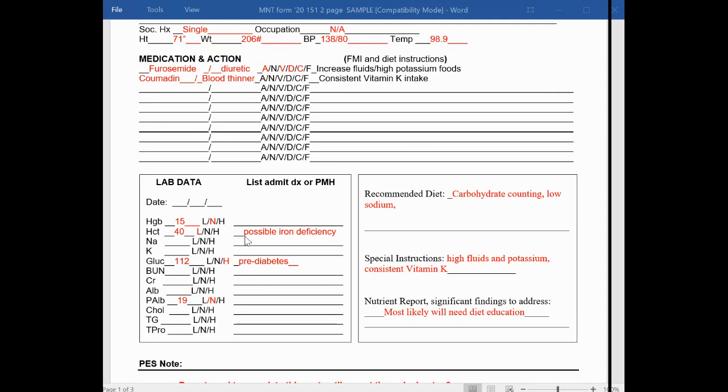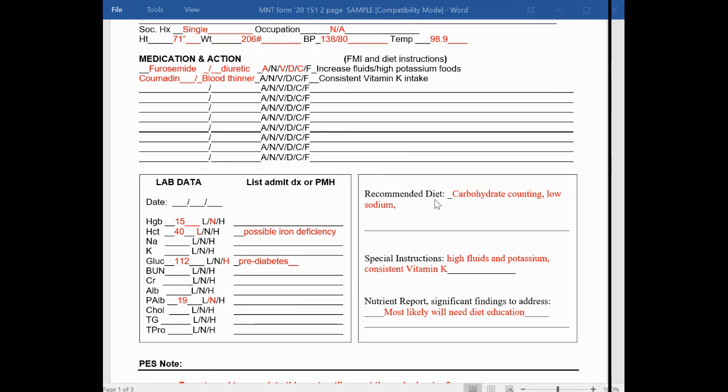So one of the reasons why hematocrit would be low would be a possible iron deficiency. But we don't have a medical diagnosis of iron deficiency. So we don't want to go around and give people a medical diagnosis. That's not our job. That's above our pay grade. So we're going to use that term possible iron deficiency. Okay. Glucose is 112, which is high. And he is diagnosed with prediabetes, so we can put that as the rationale for why it is high. And then finally, prealbumin is 19, and that is normal. So we don't need to write anything here.